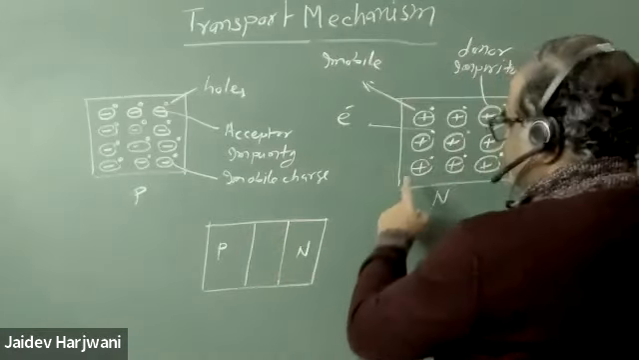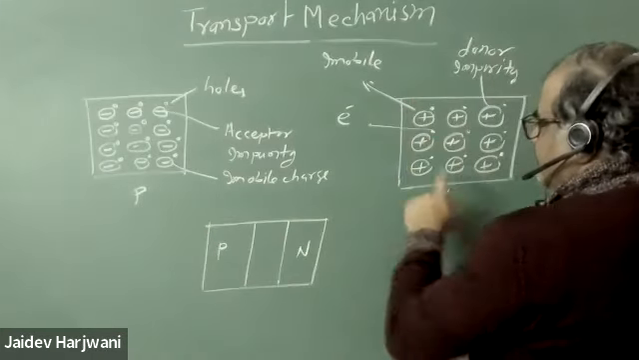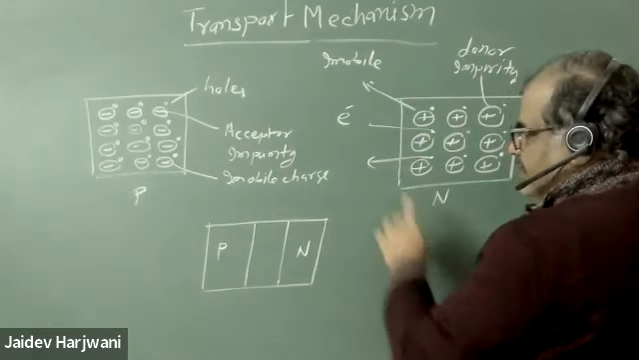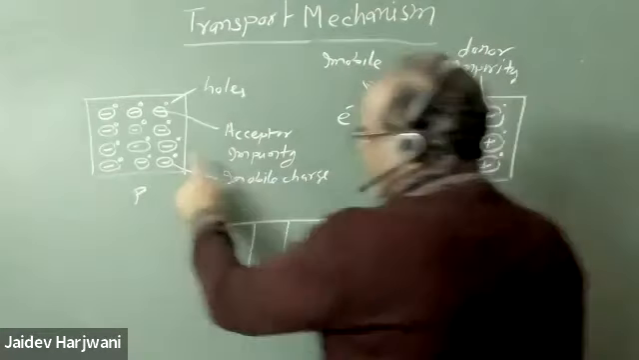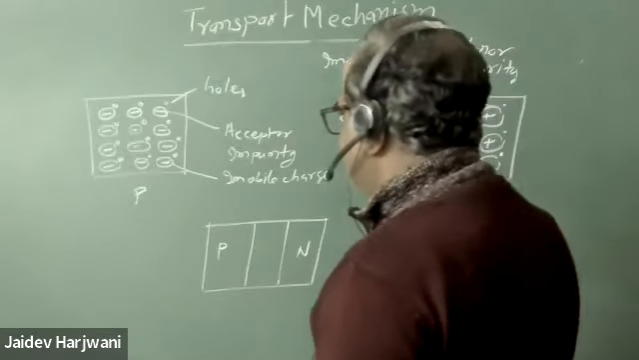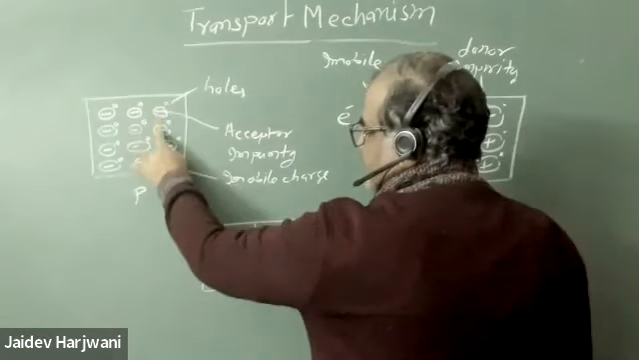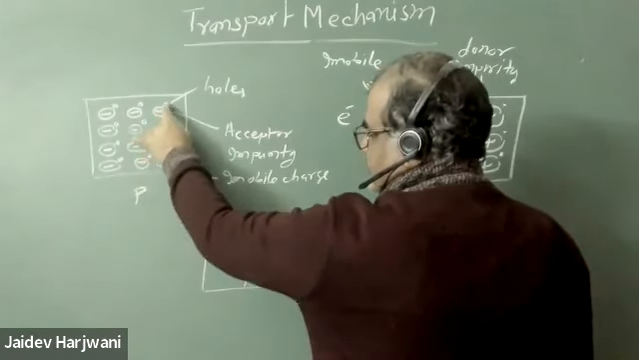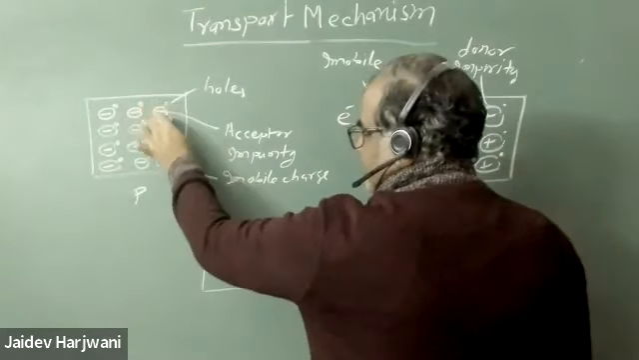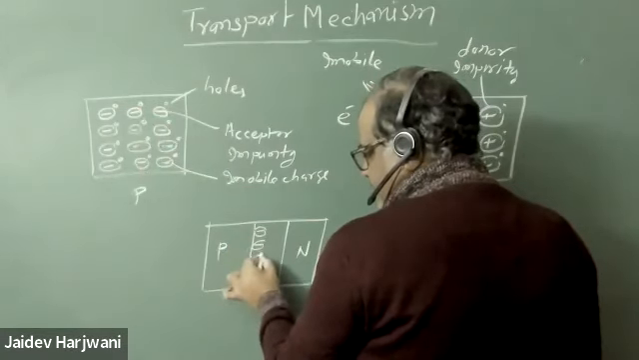As soon as I bring them in contact, here we have excess electrons. These excess electrons will diffuse to this side, and they will combine with these holes, isn't it? Once these combine with the holes, what happens? These ions now become negatively charged. Before, they were neutral. Once electrons go here and combine with the holes, they become negatively charged ions.